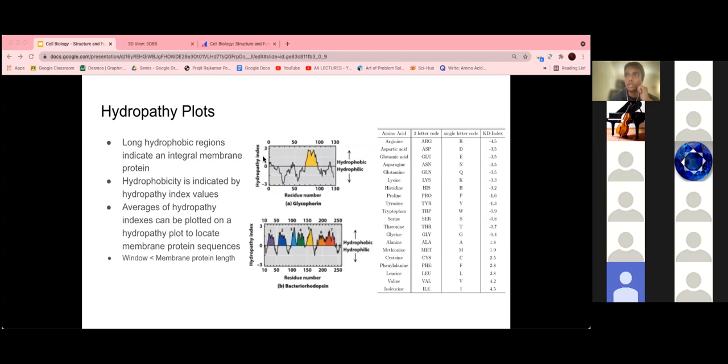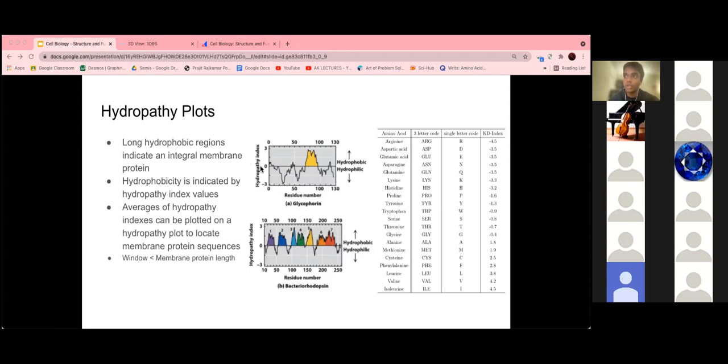All right, next I'll be talking about hydropathy plots. The presence of hydrophobic regions of amino acids that are long enough to span a membrane as an alpha helix is a good indication that a protein is an integral membrane protein. This is because long stretches of hydrophobic amino acids are rare in proteins that are not integral membrane proteins.